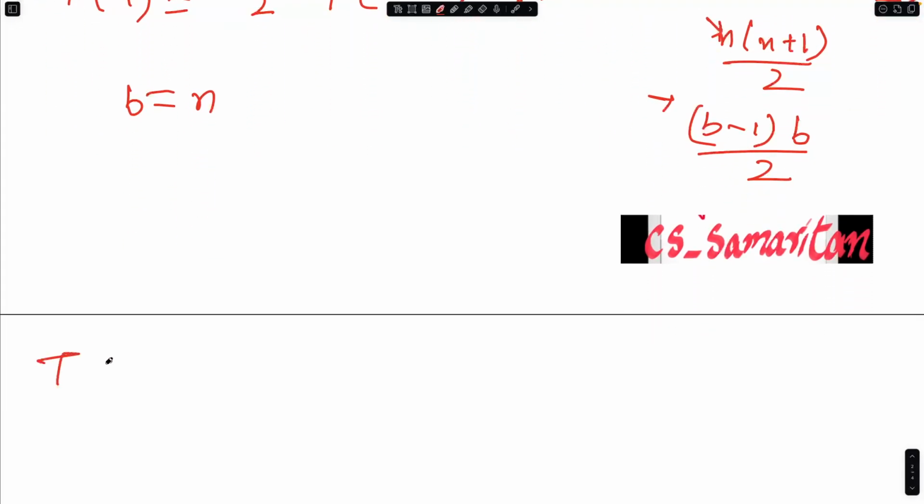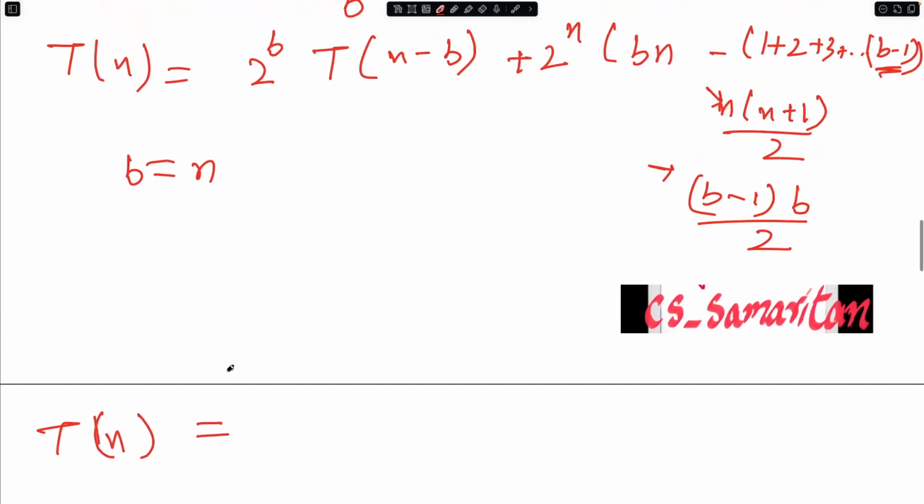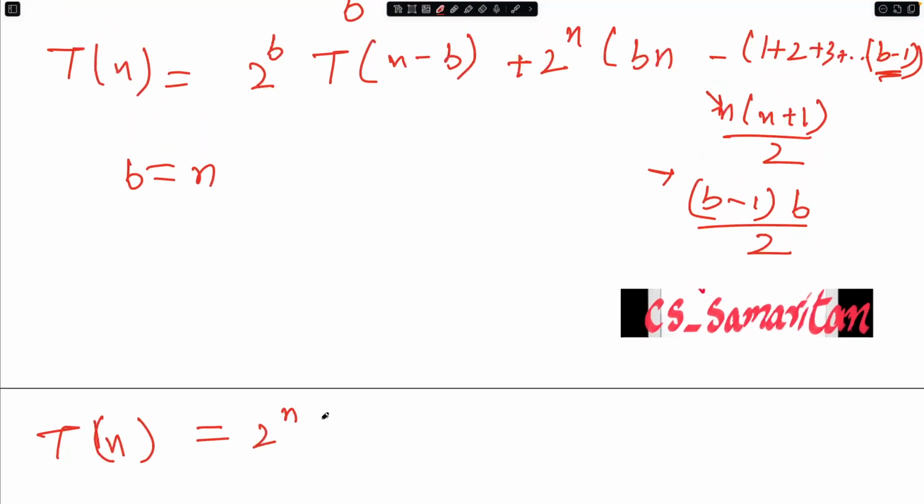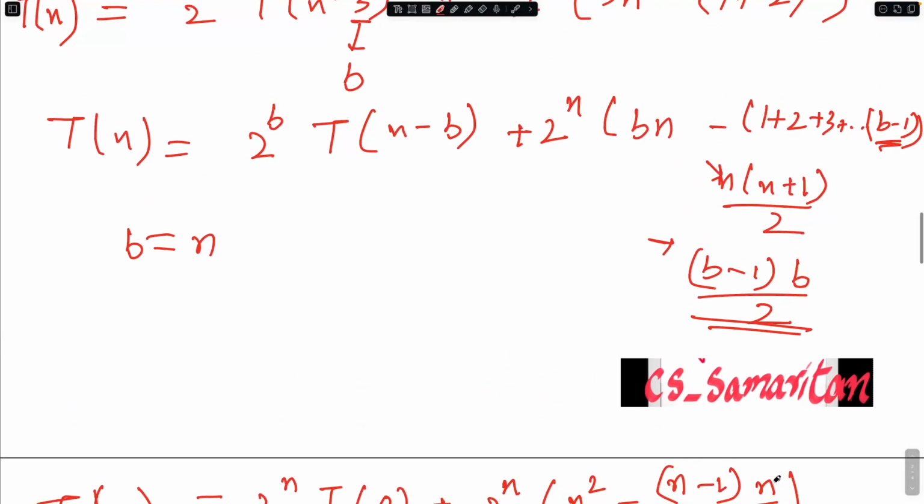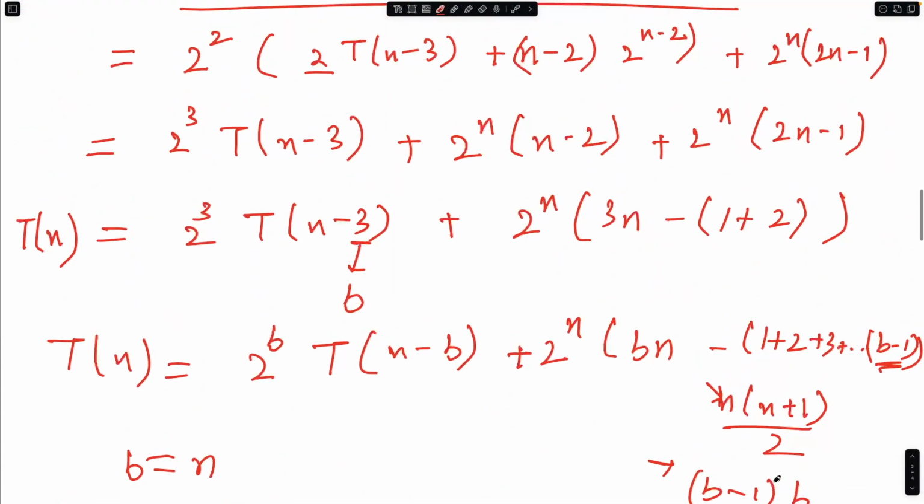What do I get? Tn is equal to 2 raised to the power of n times T0 plus 2n, n square minus, and this part, I'm replacing b with n, so this is going to become n minus 1 times n by 2, right? This is basically the simplification that we got, right? This is the basic simplification that we got.